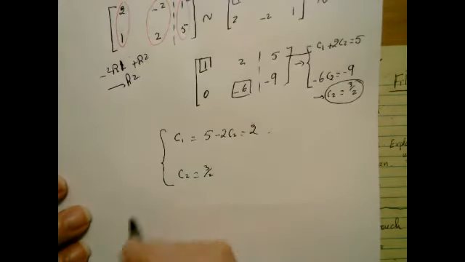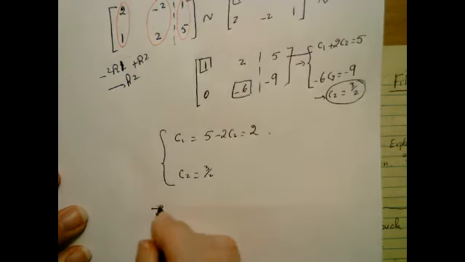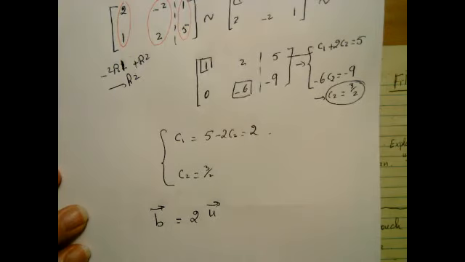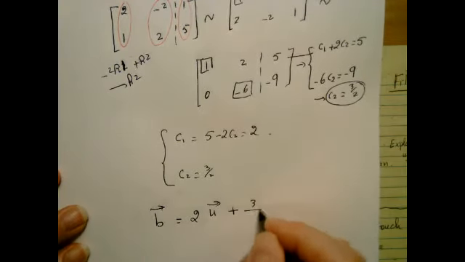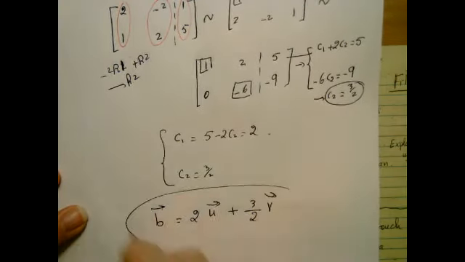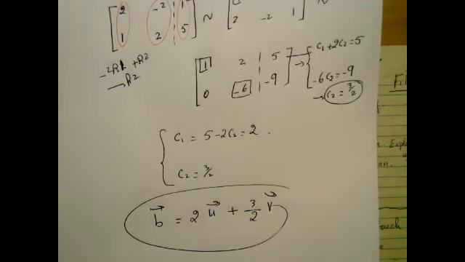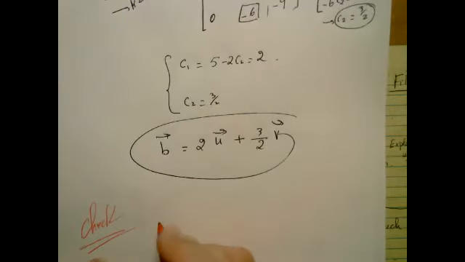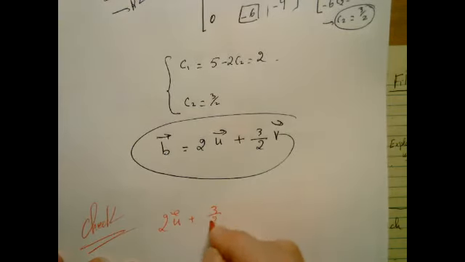So what does this mean to us? This means that the vector b can be written as 2 times the vector u plus 3/2 the vector v. So my vector is actually a linear combination of the two vectors u and v. And now I can check. Let us check. If I take 2u plus 3/2 v, it means if I stretch u by 2 units, v by 3/2, do I actually hit the vector b?